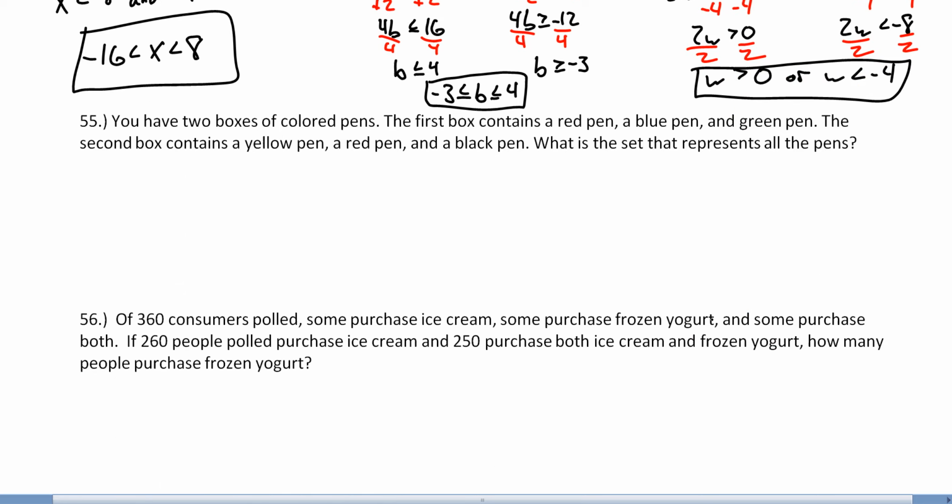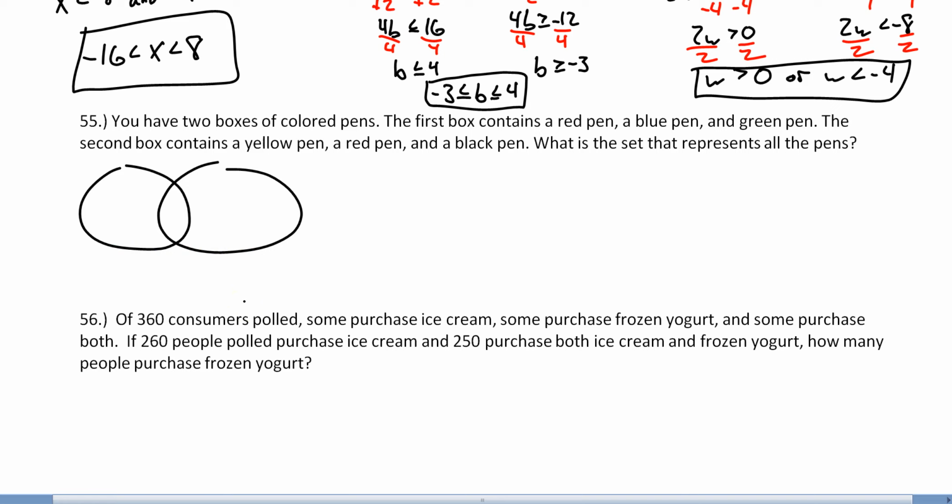The next one, it says you have two boxes of colored pencils, or sorry, colored pens. The first box contains a red pen, a blue pen, and a green pen. The second box contains a yellow pen, a red pen, and a black pen. And what is the set that represents all pens? And so when you think about this in terms of a Venn diagram, we'll start off that way. So this is the first box and the second box.